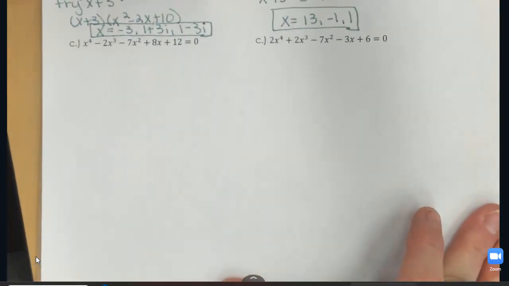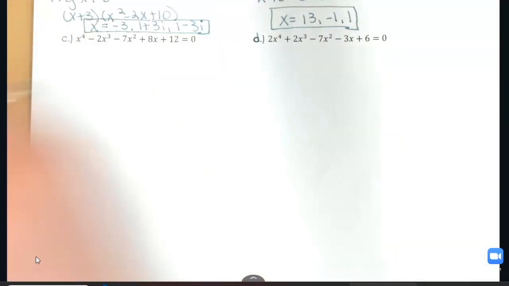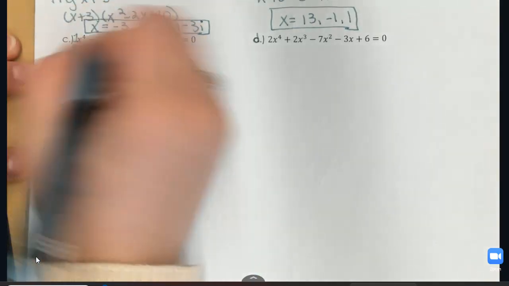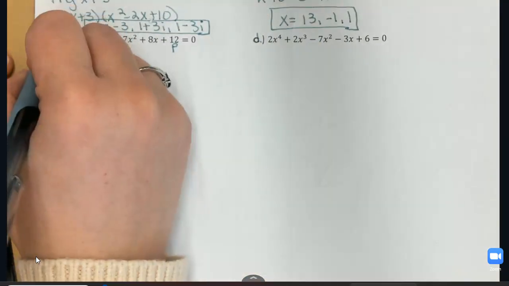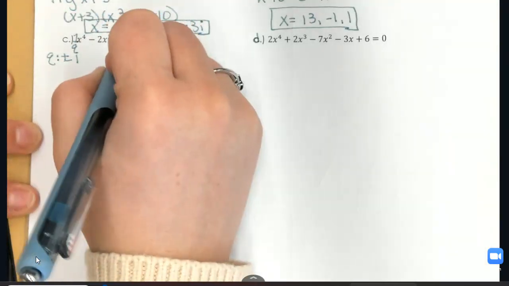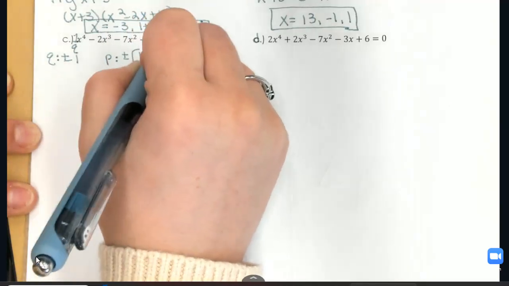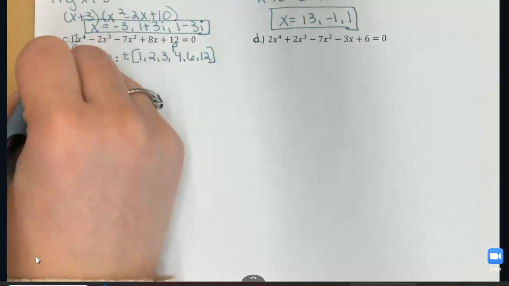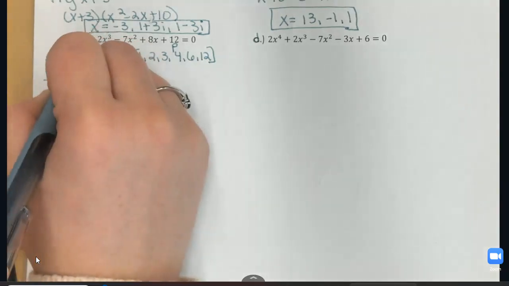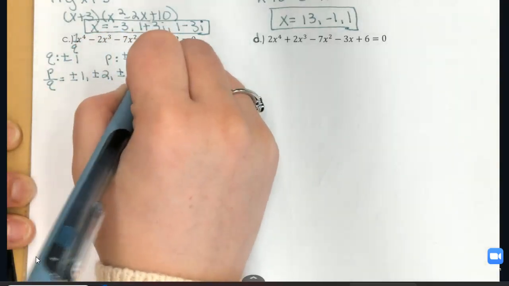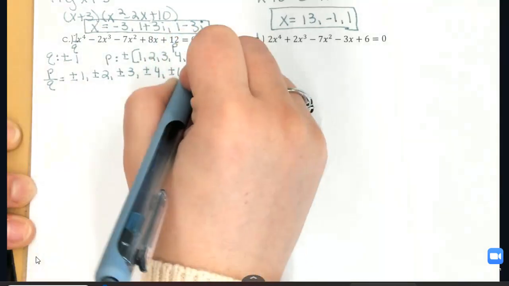Okay, we are going to move on now to, this should be C and D, and these are both degree 4. So we're going to be looking for 4 solutions here. I'm going to start on C. Again, my Q value is 1 and P is 12. So Q can only be plus or minus 1, but P can be plus or minus 1, 2, 3, 4, 6, and 12. So all of our P over Q values are going to be plus or minus 1, plus or minus 2, plus or minus 3, 4, 6, and 12.